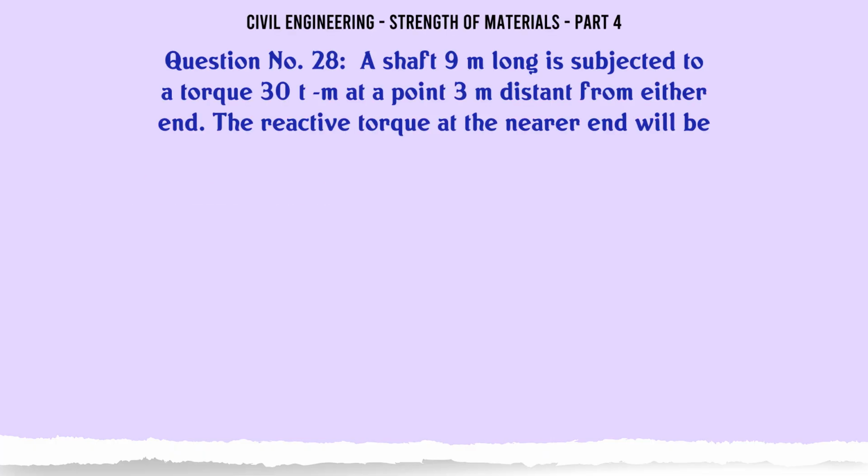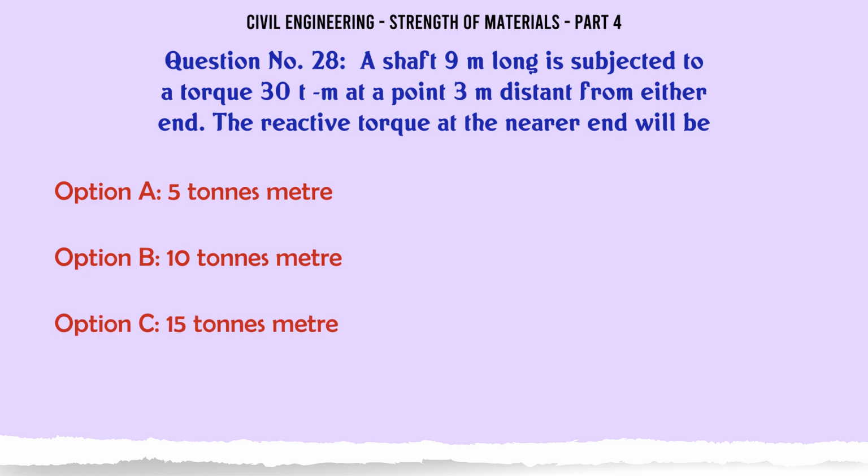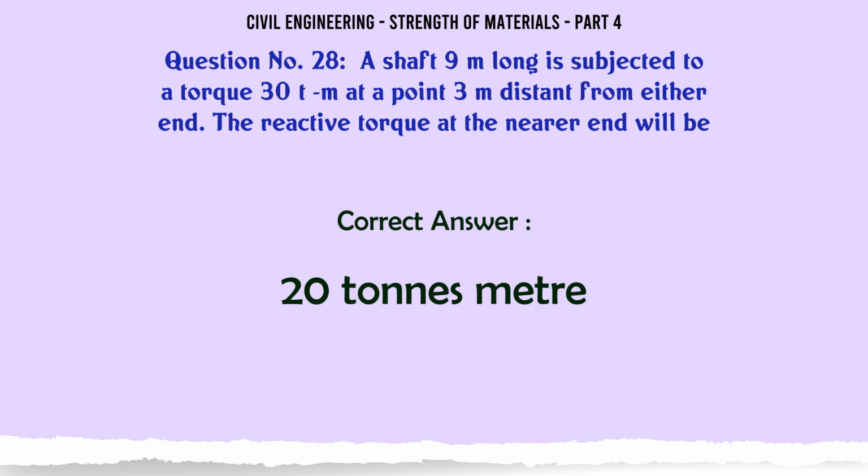A shaft 9 m long is subjected to a torque of 30 tm at a point 3 m distant from either end. The reactive torque at the nearer end will be: A. 5 tons meter, B. 10 tons meter, C. 15 tons meter, D. 20 tons meter. The correct answer is 20 tons meter.